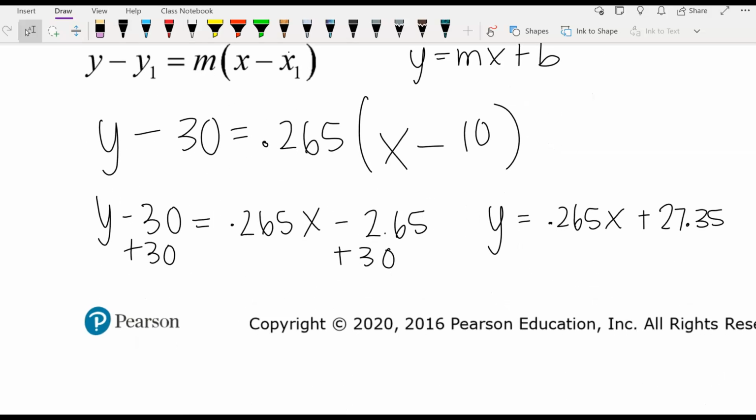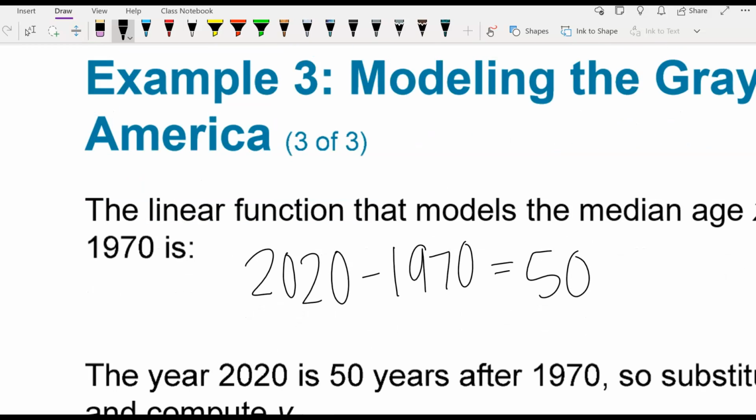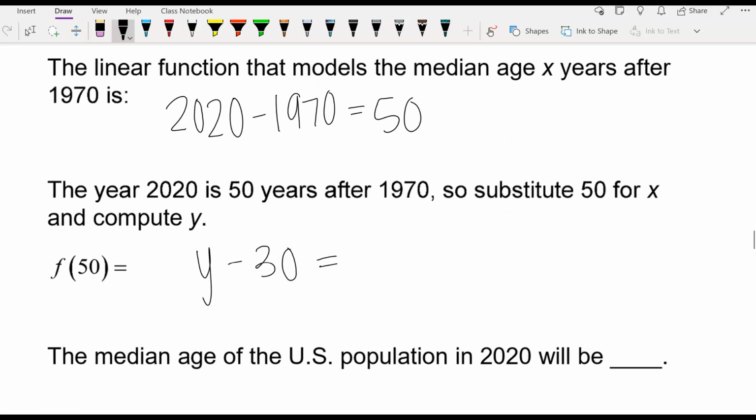Okay, so now, my brain was having a moment. So now we want to plug in our years past 1970. So we're calculating 2020 minus 1970. So that gives us the 50 years. So I started writing the other equation on here.